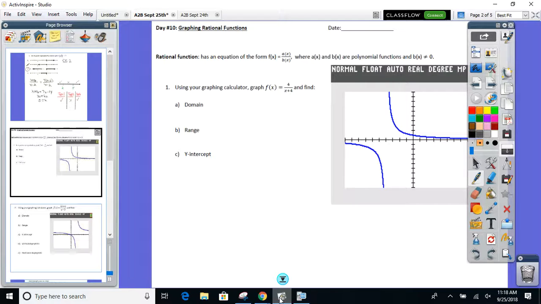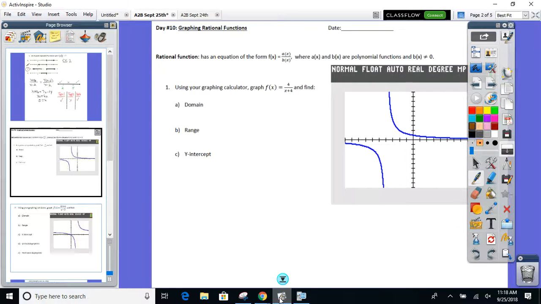Now we want to talk about the graphs. All right, and this should go pretty quickly, I hope. So what I'd like you to do first is graph that first one in your calculator using your fraction template or parentheses. So go ahead and graph 4 over x plus 4 for me. 4 over x plus 4.